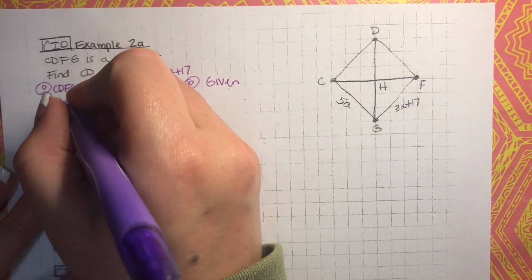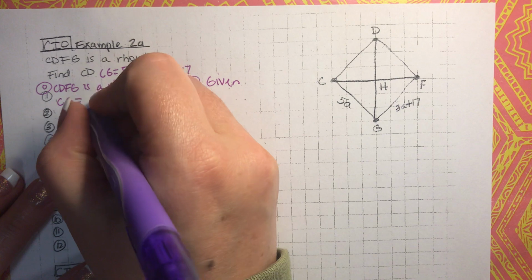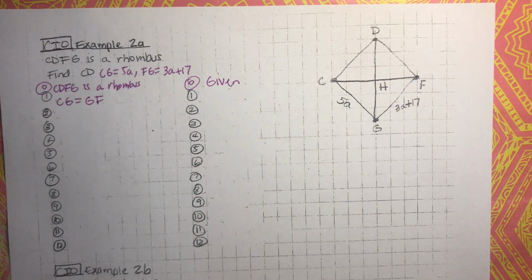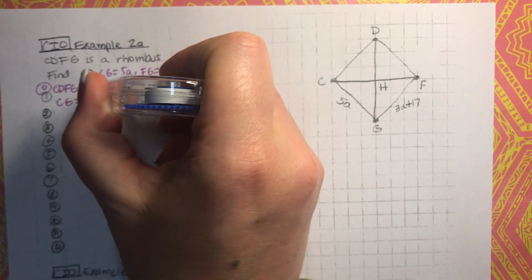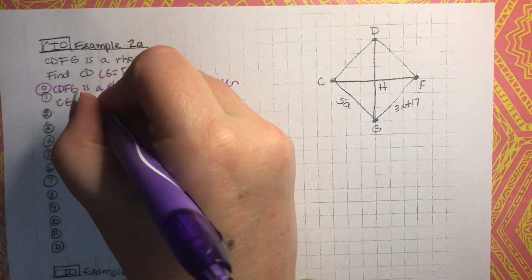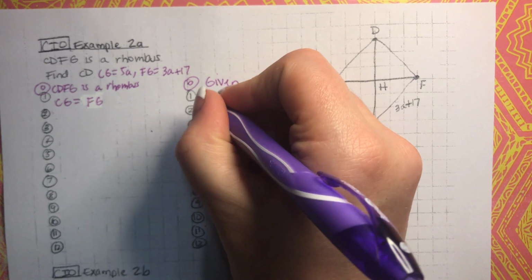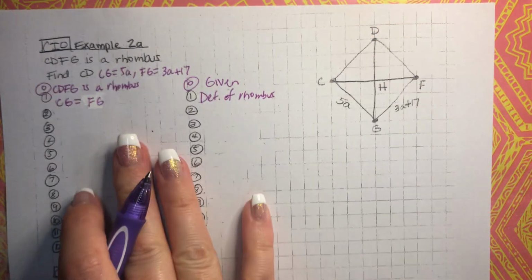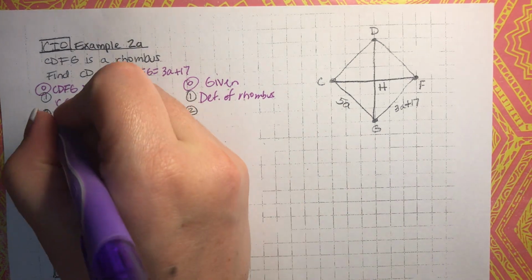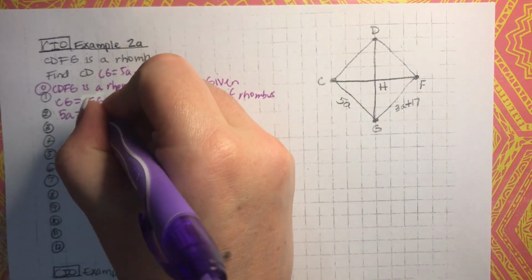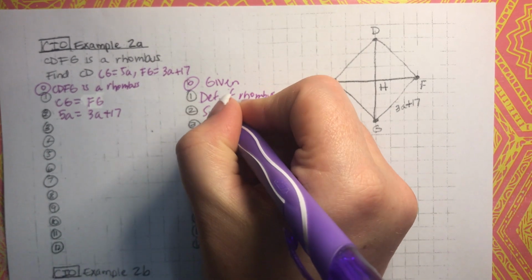So CG is equal to GF. Or I probably should say FG, just to keep everything the same. FG, and that is just because of the definition of a rhombus, all the sides are the same. And I'm going to substitute that in. So CG is 5A equals FG is 3A plus 17. Substitution.